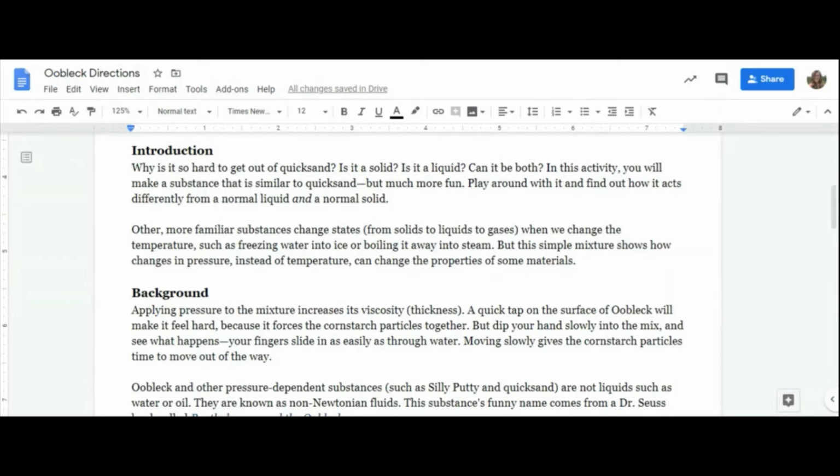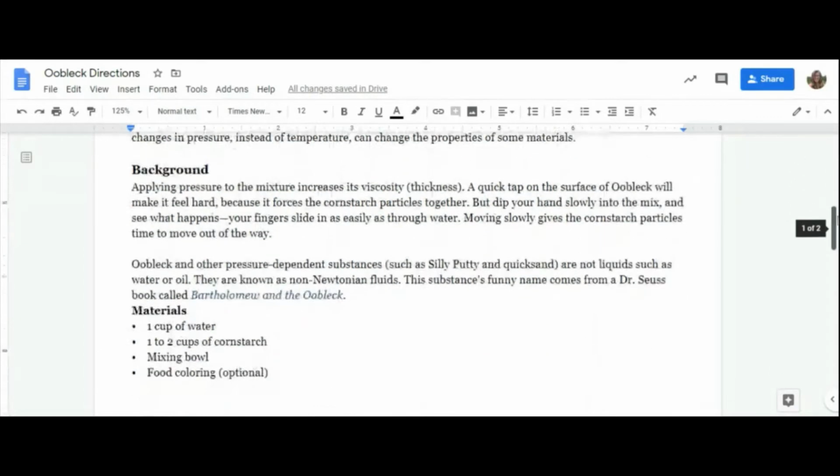Other more familiar substances change states, which just means that they're changing from a solid to a liquid to a gas and back when we change temperature, such as freezing water: ice turns to liquid water, and then I can watch it turn into a gas by boiling it away into steam. But this mixture shows how I can apply a change in pressure instead of a change in temperature and change the state of matter. So applying pressure to the mixture increases its viscosity, thickness.